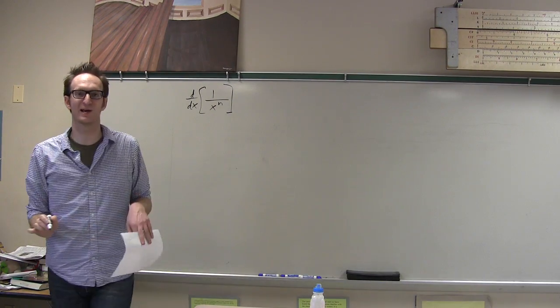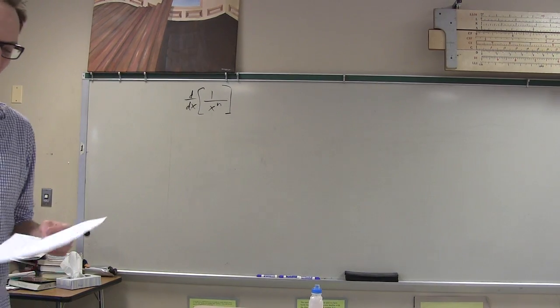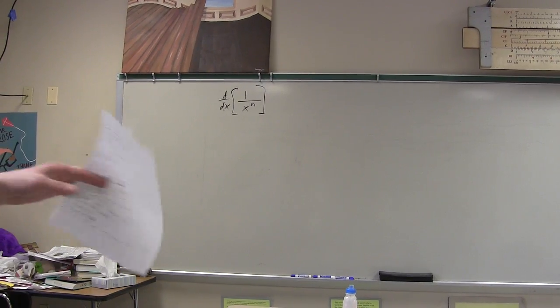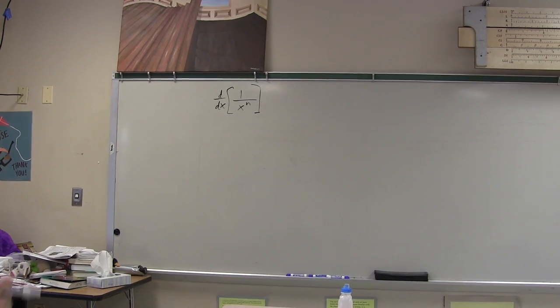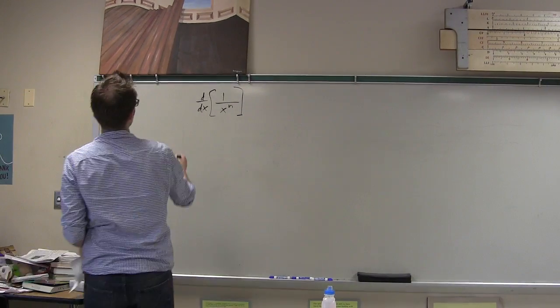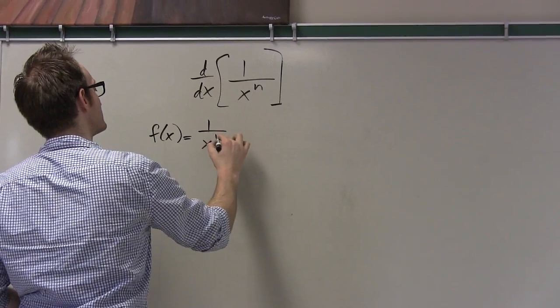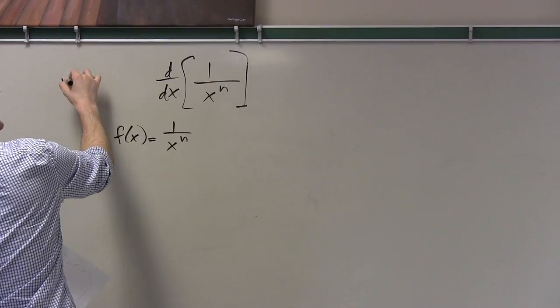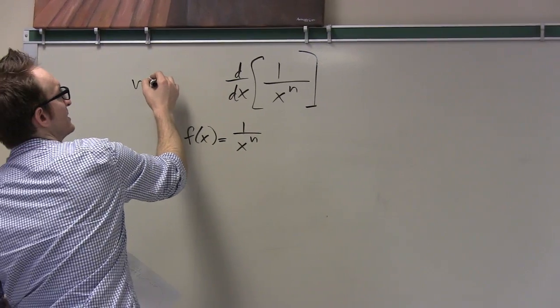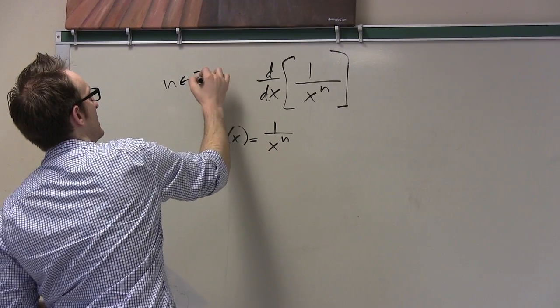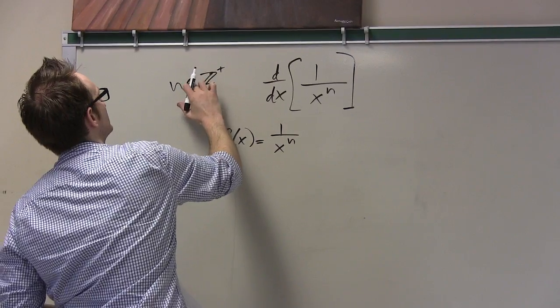I'll give you a minute. Those of you at home, pause and compute this derivative. And again, if you don't like this notation, if it helps you, you can just define a function to be 1 over x to the n. And of course here I now assume that n is a positive integer.